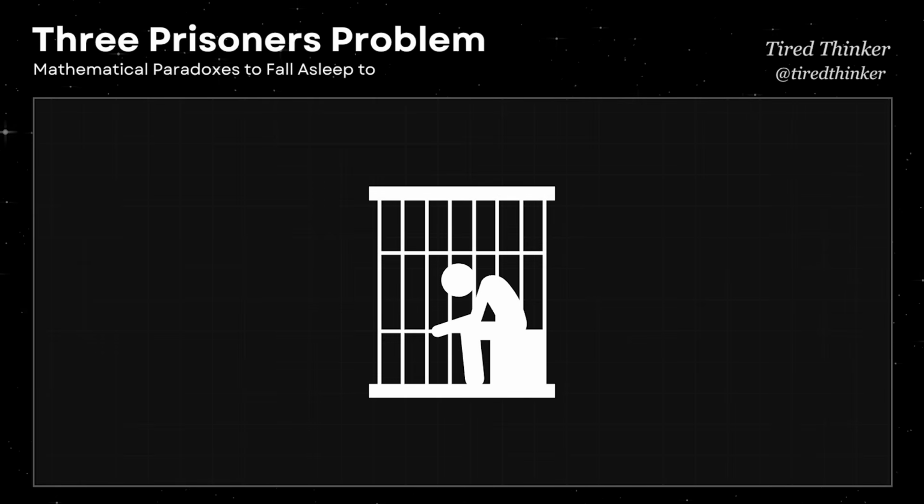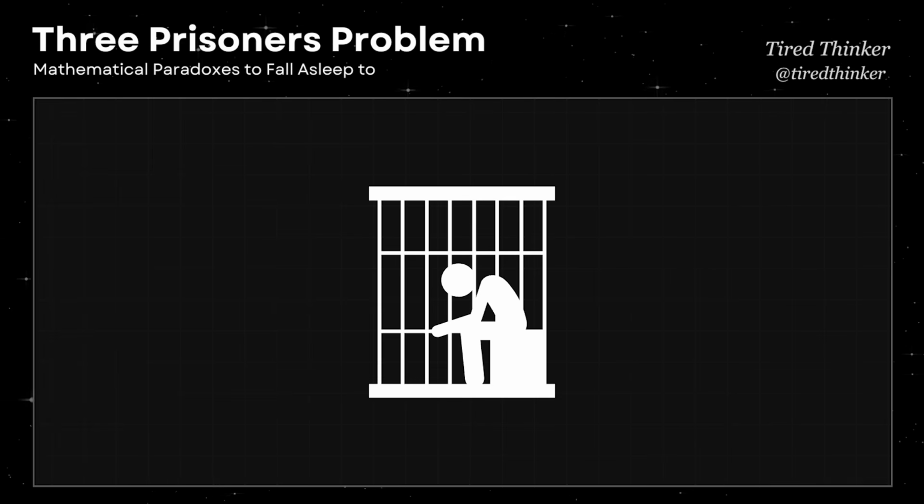Three prisoners sit in their cells, waiting to learn their fate. They know that the warden will release one of them in the morning. The other two will remain in prison. The warden already knows which prisoner will go free, but the prisoners do not. Each of them believes they have a 1 in 3 chance of release.